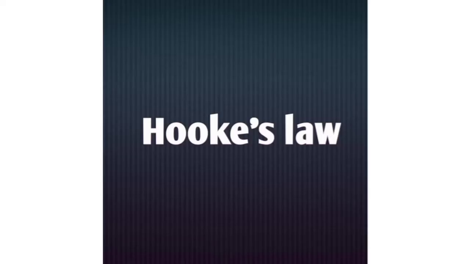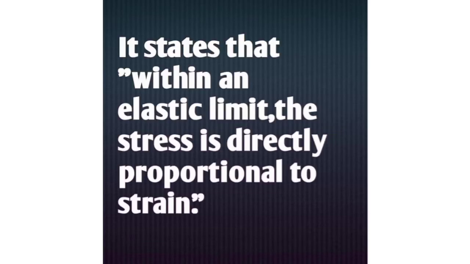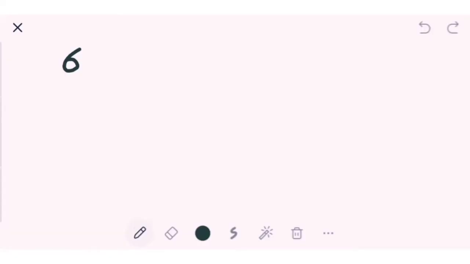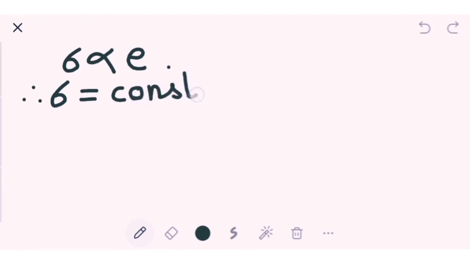So this is based on one simple law called Hooke's law. Hooke's law states that within an elastic limit, the stress is directly proportional to the strain. As we know, stress is denoted by sigma and strain is denoted by small e. To equate this, we need to add one constant. So the equation becomes sigma is equal to constant multiplied by e.